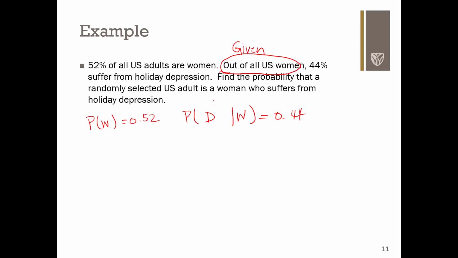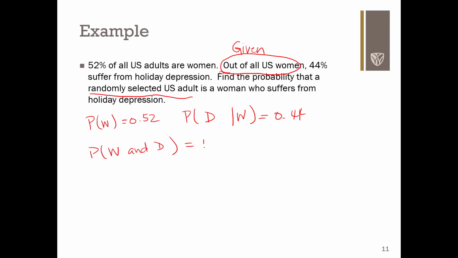Now, the second question says we're going to randomly select an adult from the population of the United States, and we want to know the likelihood that that individual is a woman who suffers from holiday depression. Or in other words, what's the probability that that individual is a woman and they suffer from holiday depression? In that case, we're selecting from the entire population. We're not selecting from a subset. So the question that's being asked is for a joint probability.